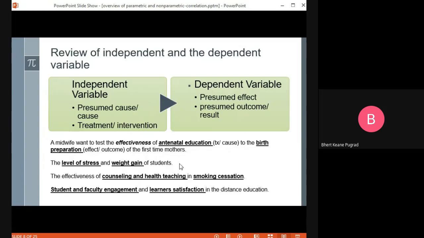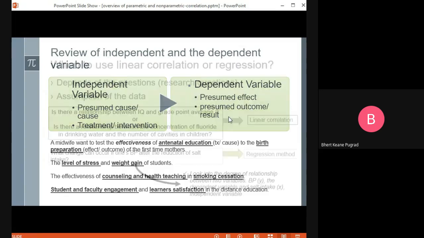Okay, so that's what we mean by independent and dependent variable. Your independent variables are your presumed cause or the treatment or the intervention, and your dependent variables are the presumed effect, outcome, or the result.